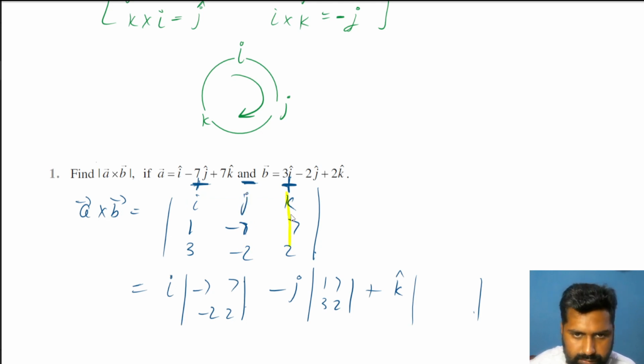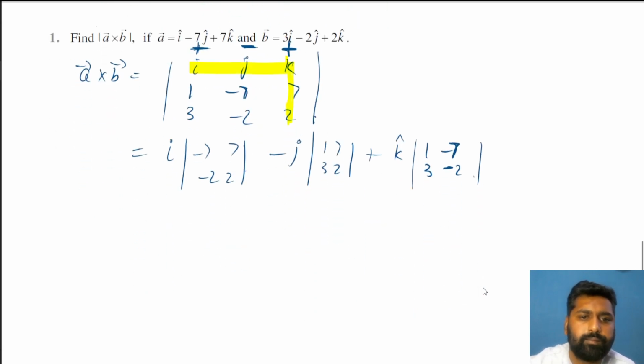You leave this column, you leave this row, so that is 1, minus 7, 3, minus 2. So i into this determinant, how do we solve this? Multiply the cross product and then subtract from the other cross. So minus 7 into 2, minus 14, minus of minus 14, plus 14, so this becomes 0.